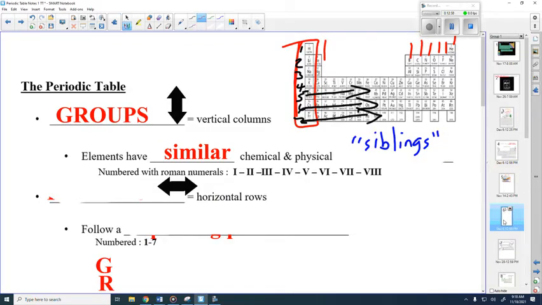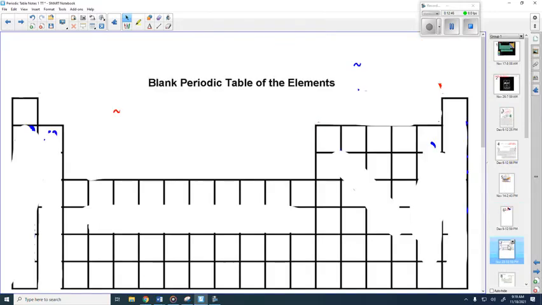Now, the groups are numbered with Roman numerals 1 through 8. So 1, 2, 3, 4. You don't have to write that down on this because you're about to write it on your blank table. So here's how we number them. This is your group 1. I put a little A there because there's a couple of numbering systems. So there's the A system and the B system. We're going to use the A.